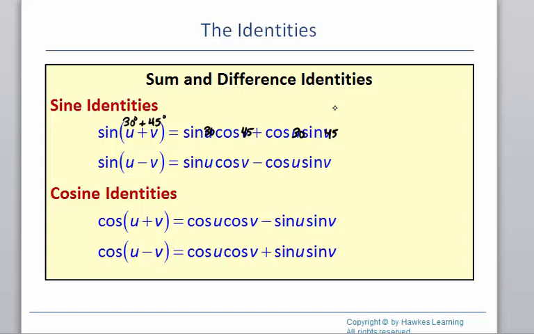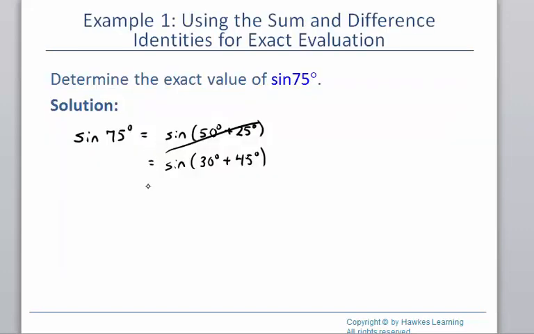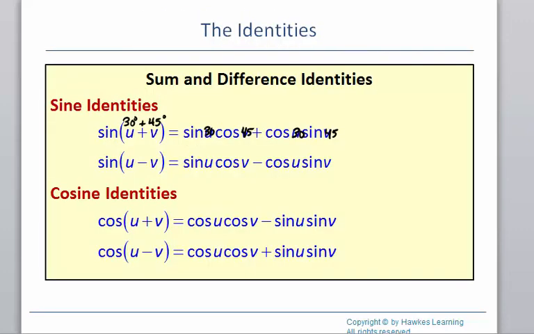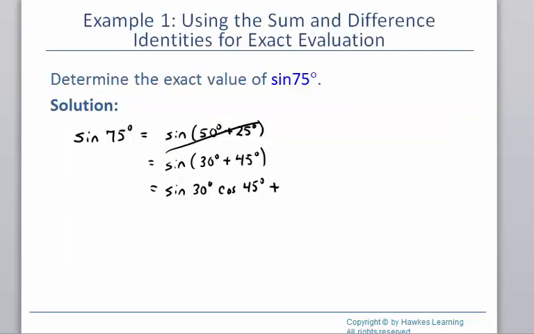Okay, so let's go ahead and write that down. So I'm just going to copy this over. Sine 30 times cosine 45 plus cosine 30 times sine 45. Now, the next step is to actually evaluate each of these expressions.